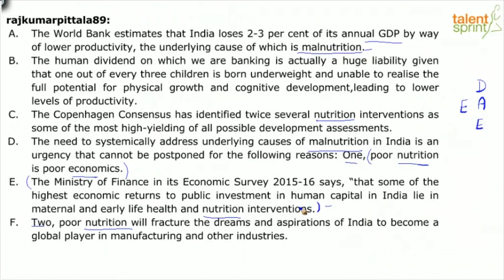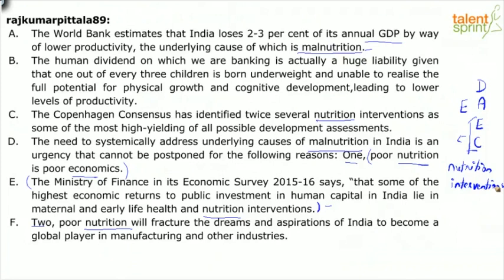Let's look at it. Then you have the Copenhagen Consensus has identified twice several nutrition interventions as some of the most high yielding of all possible development assessments. So C has to follow E. This is one connecting sentence I see simply because of the clue word, which is nutrition interventions, right? C is giving me how this actually works. E is telling me a solution to this, and C is kind of adding or giving more information on that.